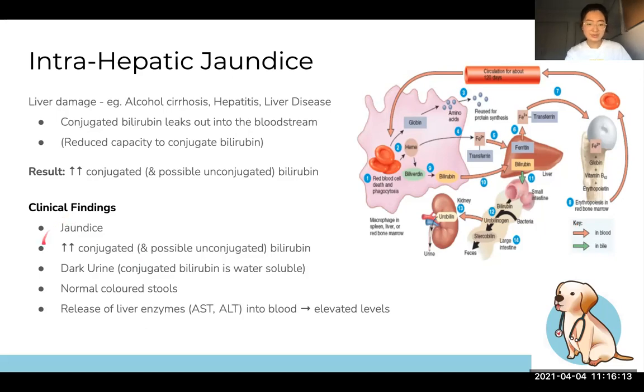So findings: jaundice, increase in conjugated bilirubin. You will get dark urine because that conjugated bilirubin is actually water soluble, and you will get normal colored stools. We'll mention pale stools in the next slide, but it's pretty much because that conjugated bilirubin is still able to pass through your bile ducts into the duodenum and give that brown color to your stools. So that's normal. But because you have that extra conjugated bilirubin going into your urine, that's what's causing the dark urine. Liver enzymes we'll talk about in a sec.